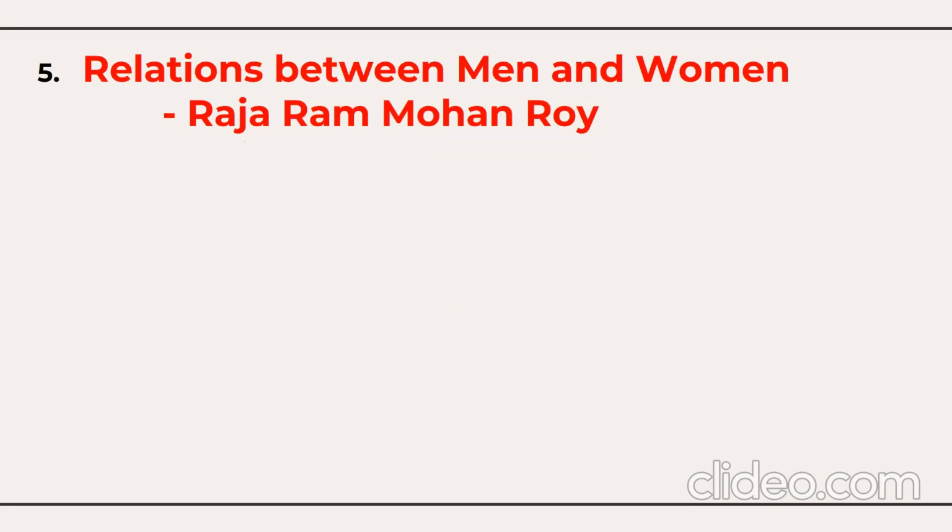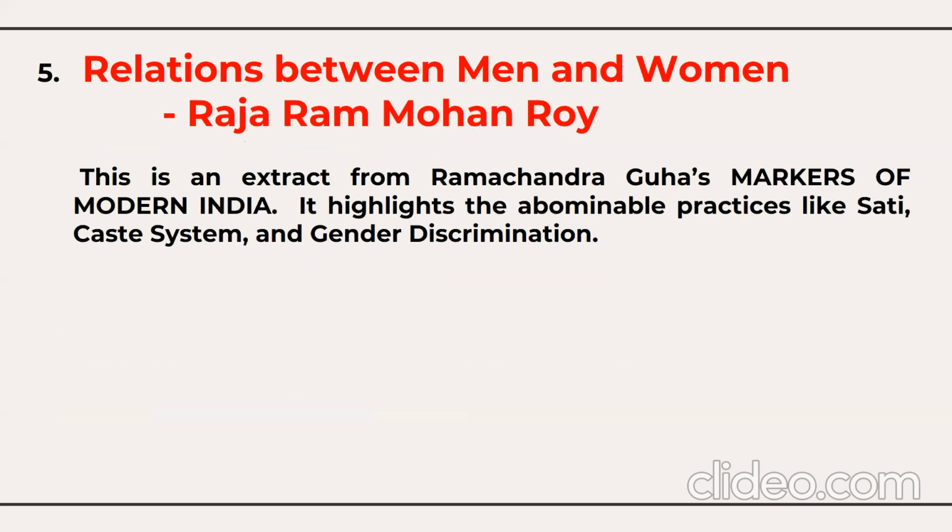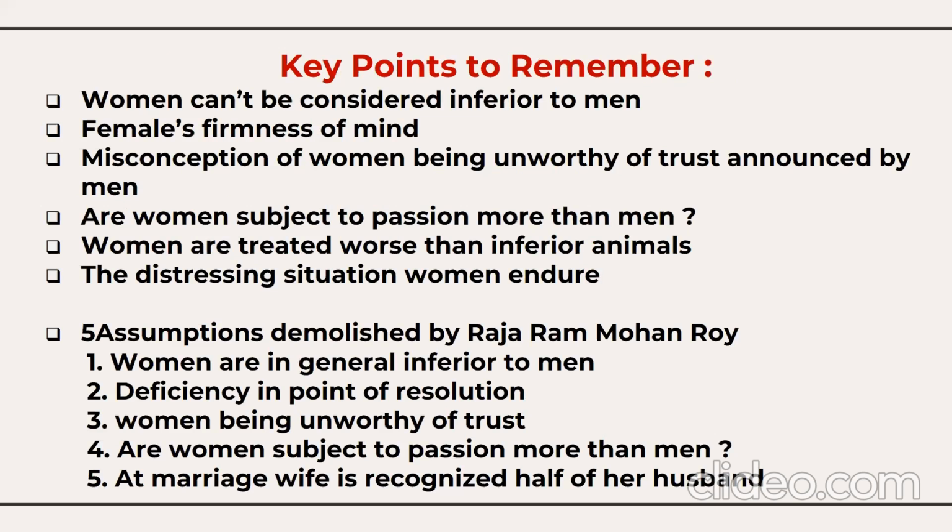Last lesson we have here, Relations Between Men and Women by Raja Ram Mohan Roy. Again, here I have given only a glimpse of the key points. For more information, please watch my videos on summary and the question answers of those chapters. This is an extract from Ramachandra Guha's Makers of Modern India book. It highlights abominable practices like sati, caste system, gender discrimination, and these are the key points which Raja Ram Mohan Roy discusses here. He says women cannot be considered inferior to men.